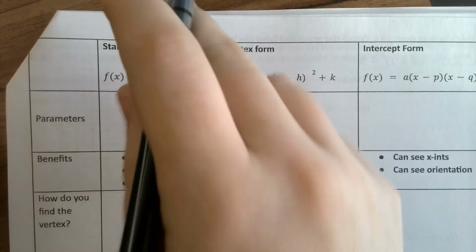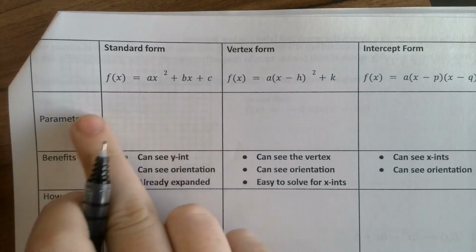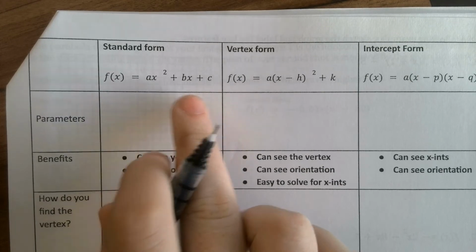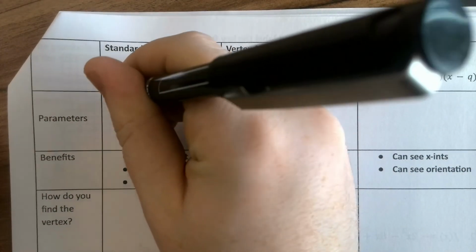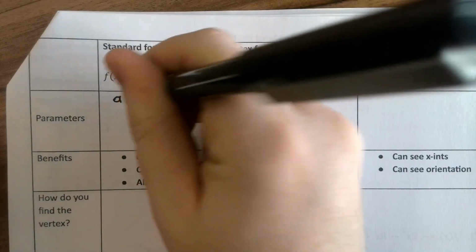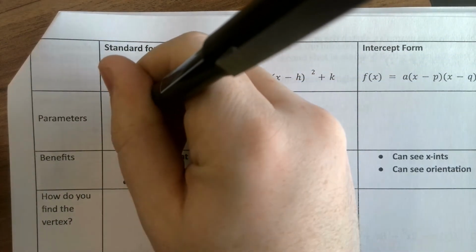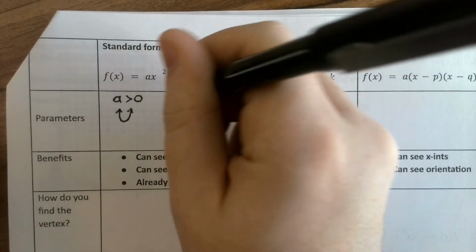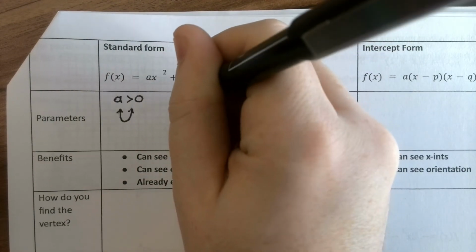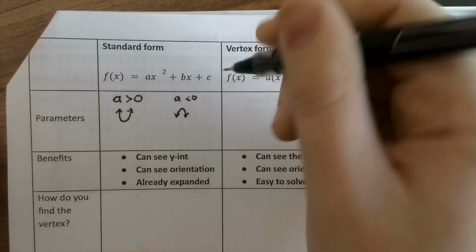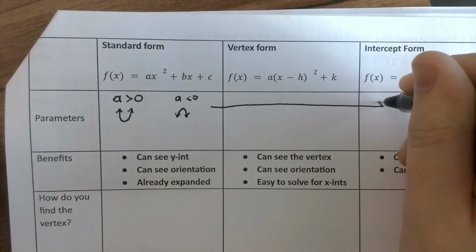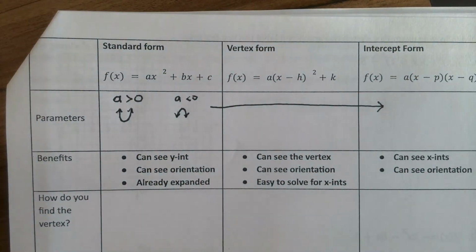For instance, in standard form, the version where there's no parentheses, we know that when our a is greater than 0, our parabola is facing up like a cup. And when our a is less than 0, it's facing down like a frown. That's the same for all of these. For all of these, your a value determines whether we're up like a cup or down like a frown.